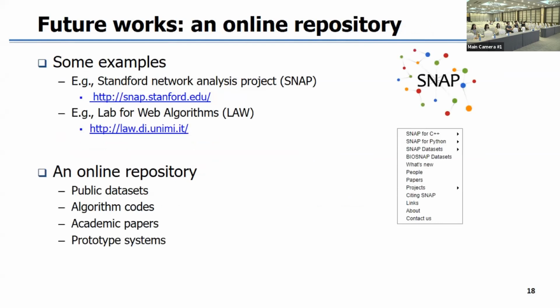There are several online platforms for keeping large network datasets, such as SNAP and LAW, which maintain a large number of network datasets to allow online users to download them easily. However, most of these networks are homogeneous networks, and only a few HIN datasets are collected into these platforms. It would be very beneficial to build an online repository dedicated for HIN research to keep and maintain public datasets, source codes, papers, and prototype systems.